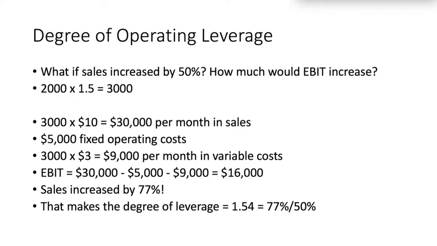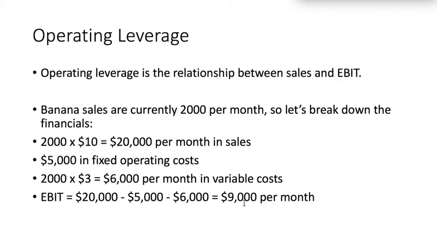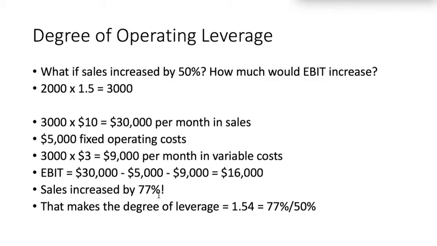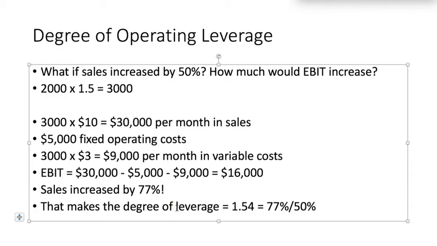So compared to before at 9,000 per month, that's a 77% increase in EBIT. So the degree of operating leverage is 1.54, which is simply 77% divided by 50%.